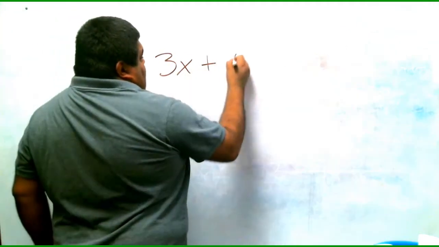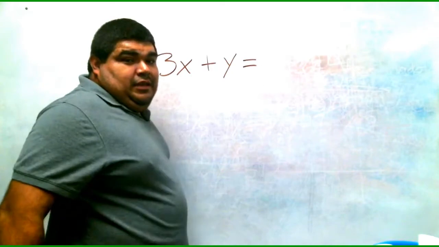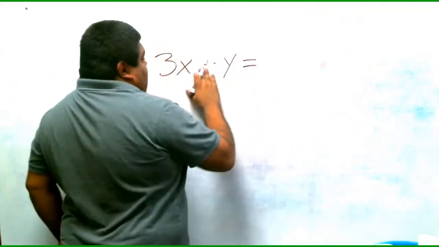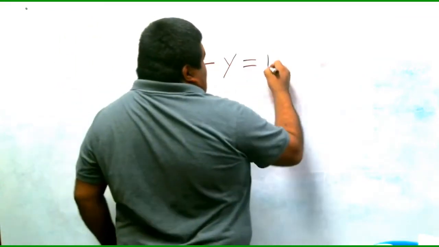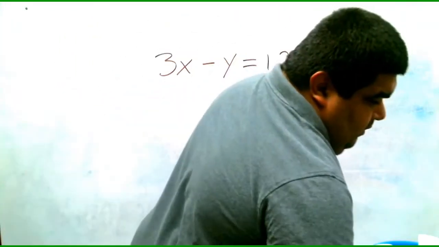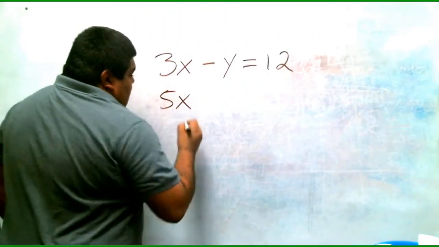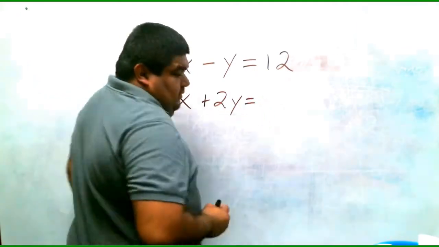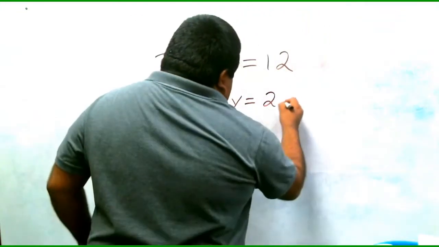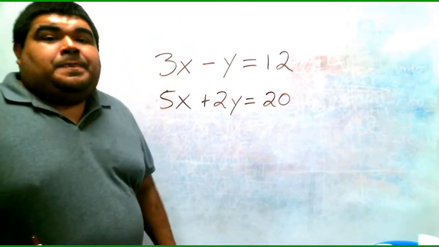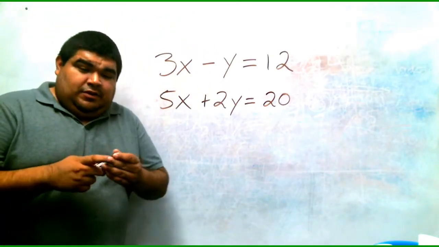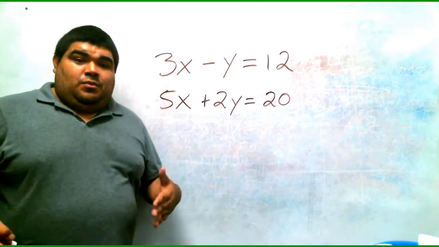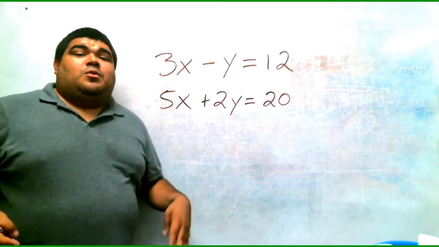3x minus y equals 12, my bad, it wasn't plus, it's minus. And then we have 5x plus 2y equals 20. Okay? So, like I said, notice that the equation can be solved for one of the variables really quickly. You can alter one of the variables.